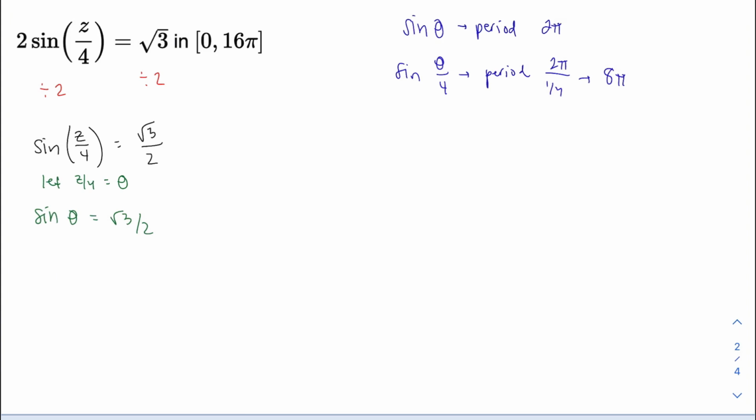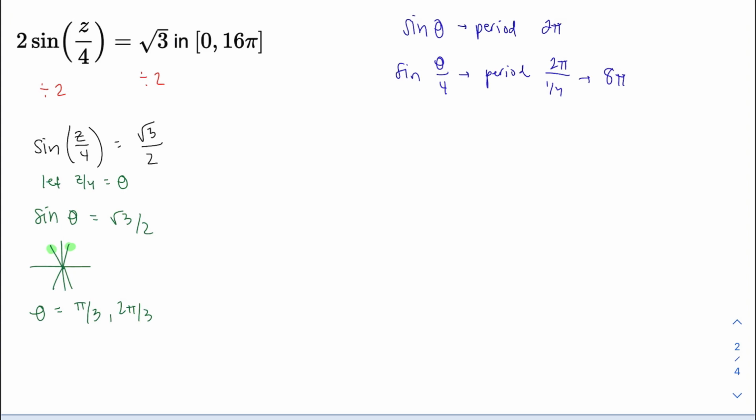And so that means that I'm going up, right? Sine of radical 3 over 2 is when you go up, and it has to be positive. So that's going to be pi over 3 and 2 pi over 3. But notice that those are my thetas, right? Sine of pi over 3 is radical 3 over 2. But if I plug pi over 3 into my original equation, pi over 3 divided by 4 is pi over 12, and the sine of pi over 12 is not radical 3 over 2.